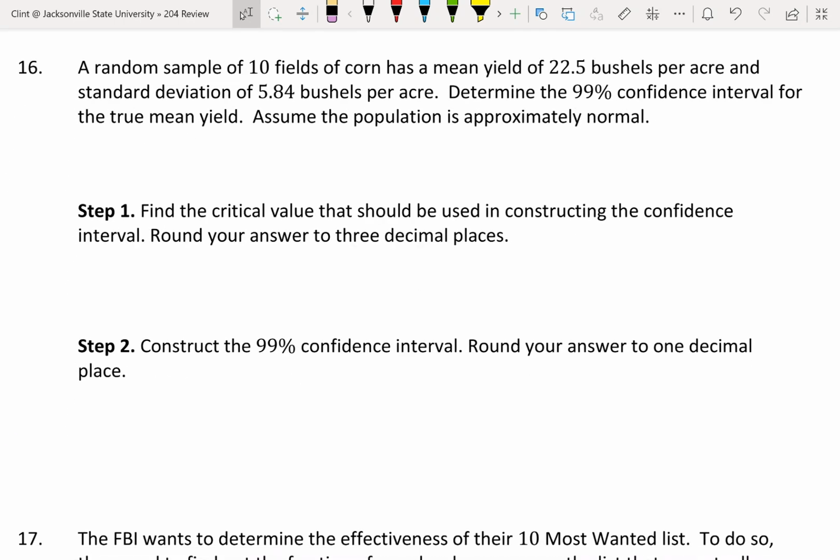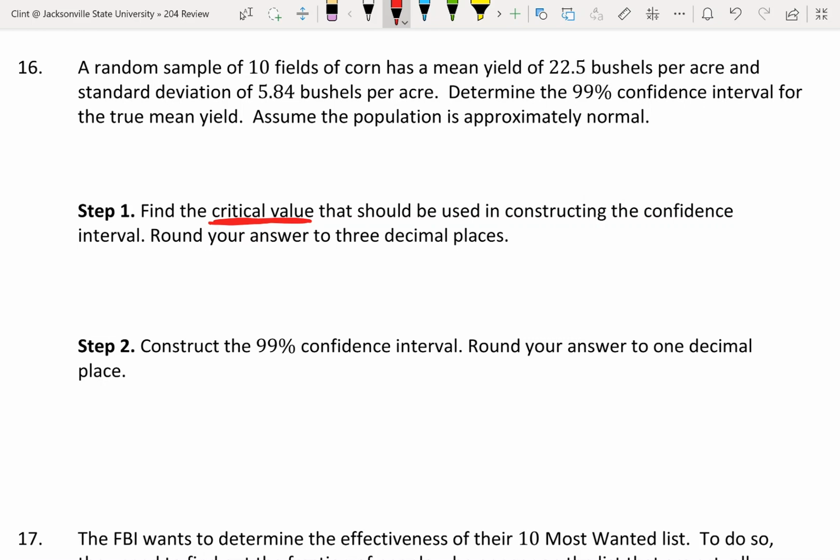All right. 16 says we have a random sample of 10 fields of corn with a mean yield of 22.5 bushels per acre and standard deviation of 5.84 bushels per acre. Determine the 99% confidence interval for the true mean yield. Assume the population is approximately normal. And this one's split up into two steps. Step 1 says find the critical value that should be used. That's not asking us for the margin of error. That's asking us for either the Z or the T that would be used in our margin of error formula.